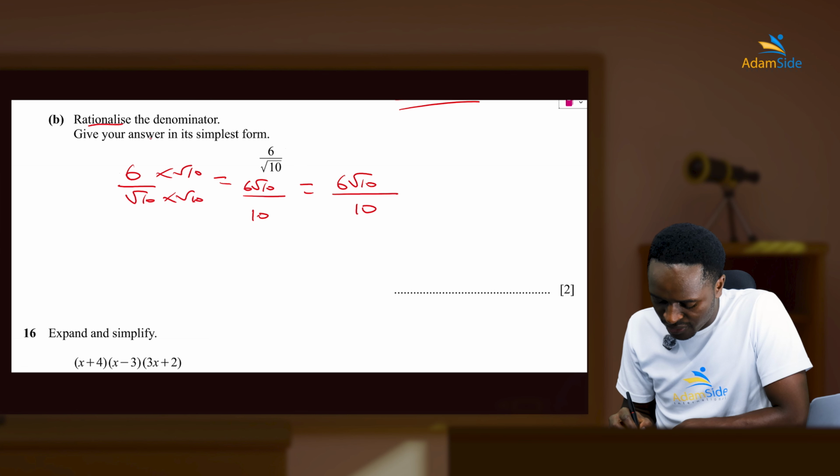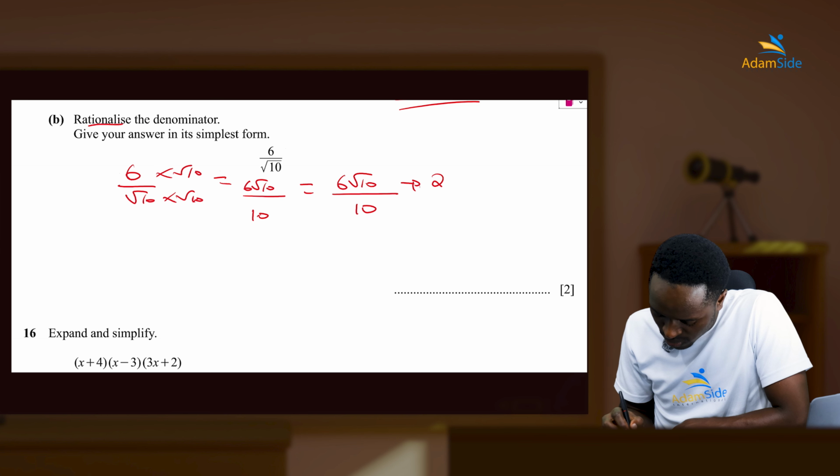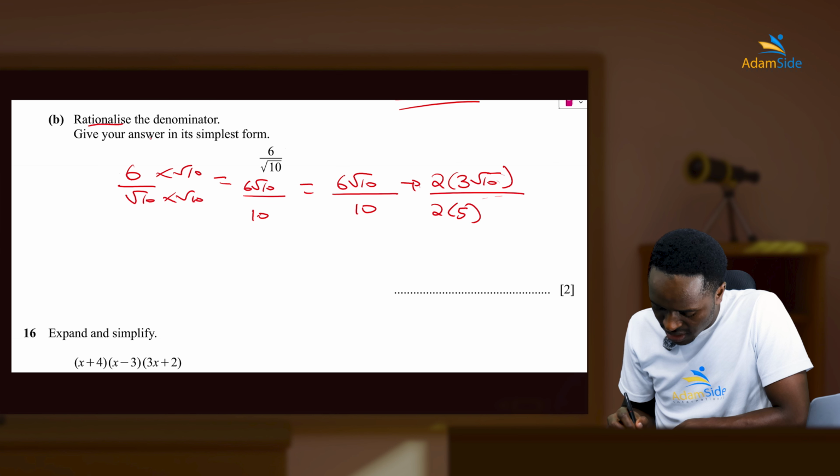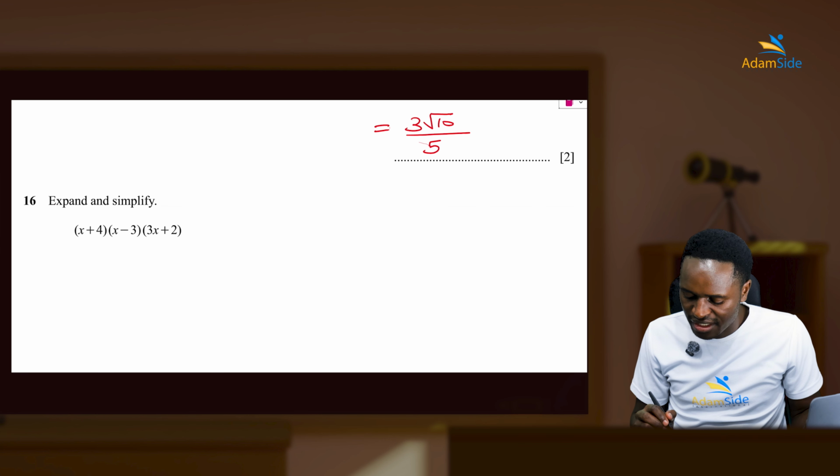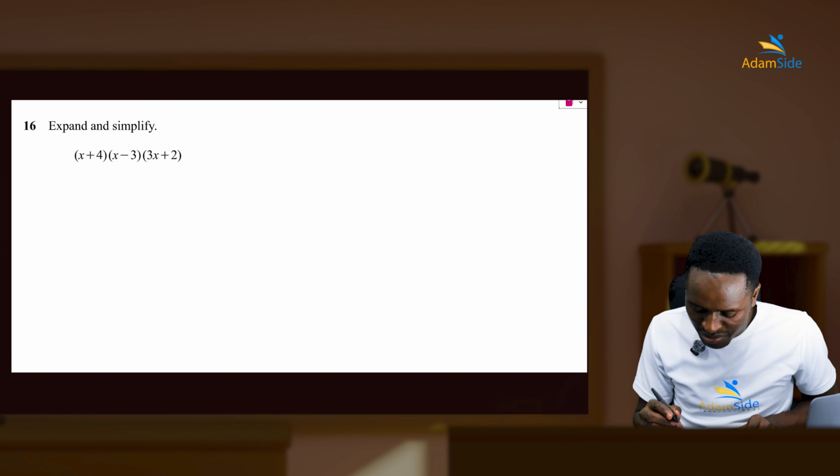And then simplify. Divide by 2. 2 into 6 will be 3 root 10. Then divide by, and 2 into 10 is 5. Therefore, 2 cancels 2. What do you get? You get 3 root 10 divided by 5. This becomes our answer: 3 root 10 divided by 5. And then we go to expand and simplify.